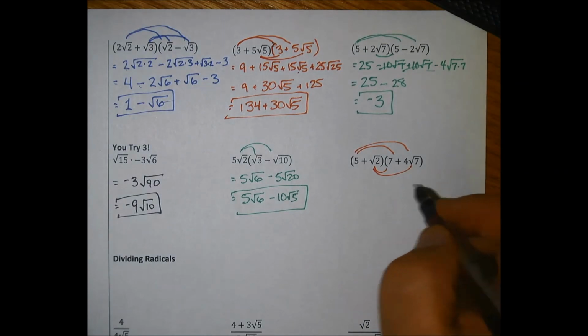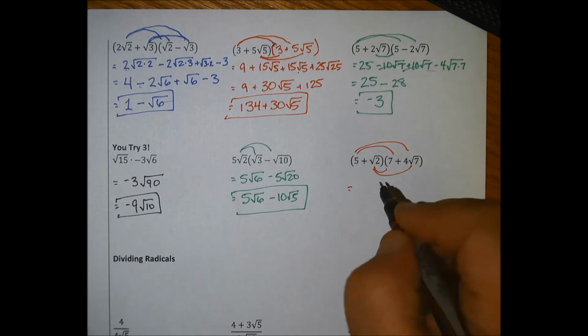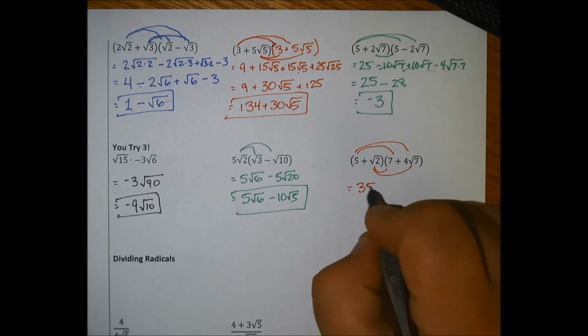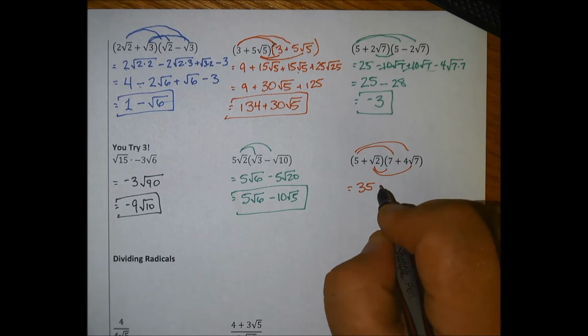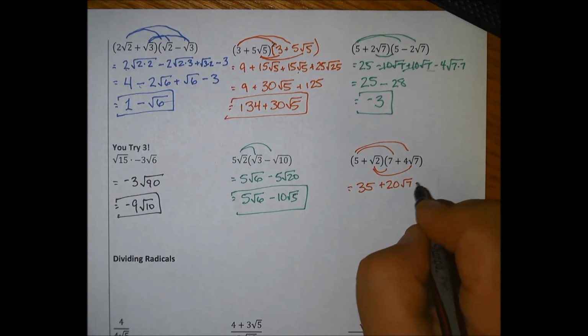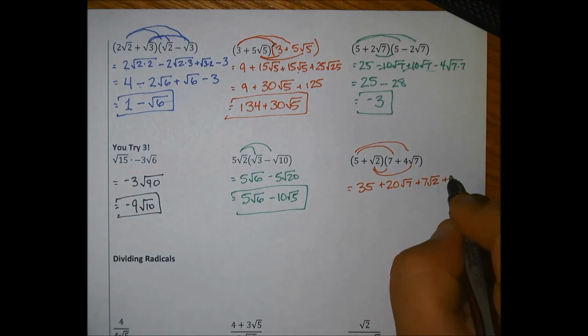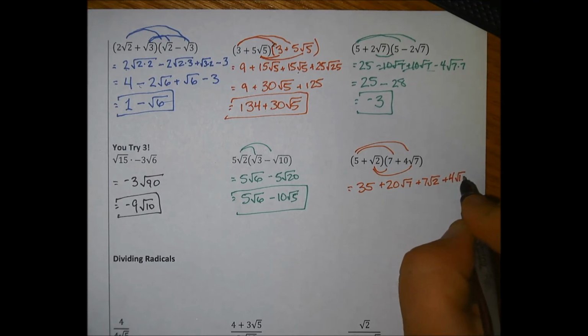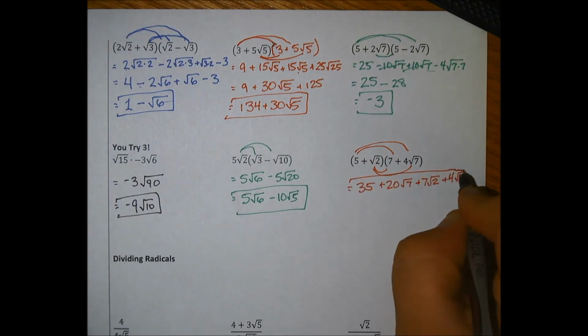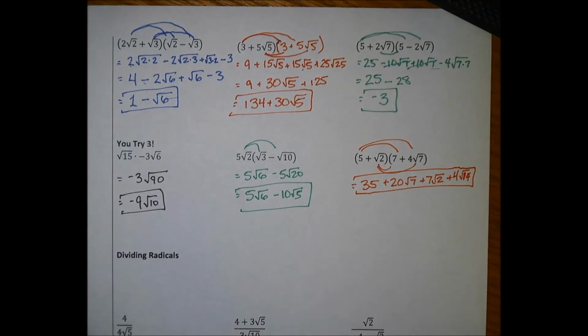But on this one, you should have the FOIL process, and nothing really combines after you do that. So you should get 35 plus 20 root 7 plus 7 root 2 and plus 4 root 14. So nothing simplifies, nothing combines. That's just kind of an ugly answer, but it's still better than having a bunch of parentheses.